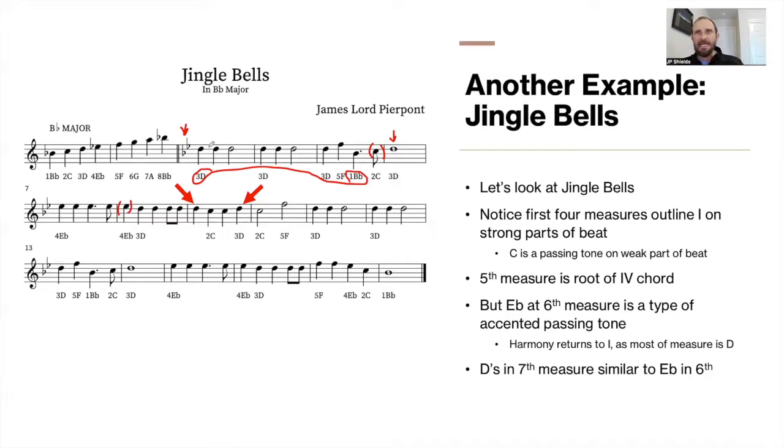The D is, again, a type of accented passing or neighbor tone. It's not part of the chord. What's being outlined instead is the 5 chord, as we have the second scale degree and the fifth scale degree, which is the root of the 5 chord, and the 2 is the fifth of the 5 chord.